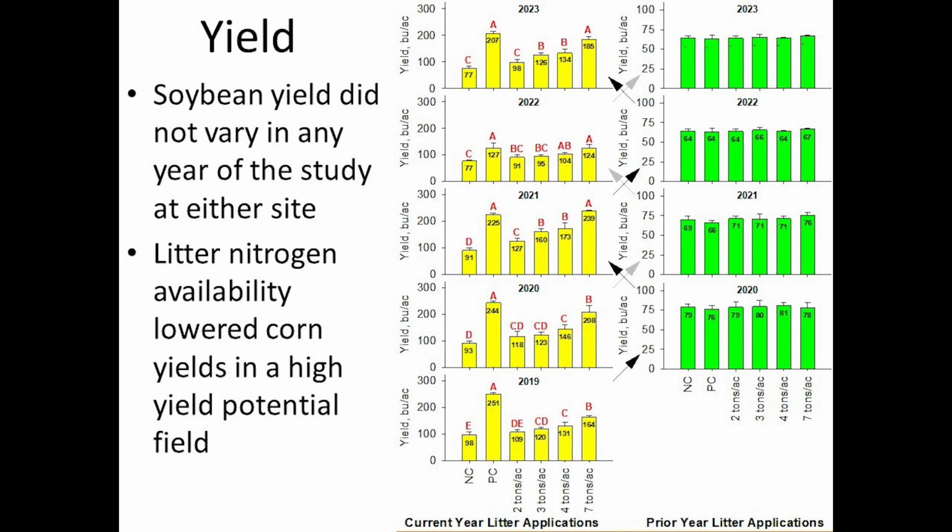So I think it's really quite a good set of data. No yield difference in the soybeans. The litter nitrogen clearly lowered the availability to maximize your agronomic yield in corn.